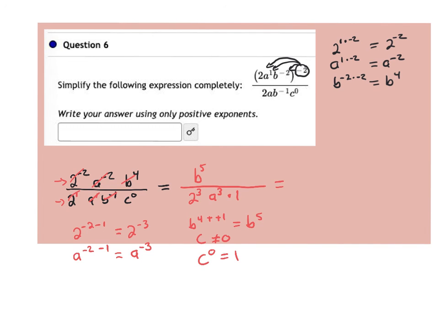So let's simplify this one more time. On top, there's nothing left to simplify, so that's just b to the fifth. Now, 2 to the third, if we just write that as a number, is going to be 8. A to the third. Now, when you multiply anything by 1, it just stays the same. So my final answer will be b to the fifth divided by 8a to the third power.